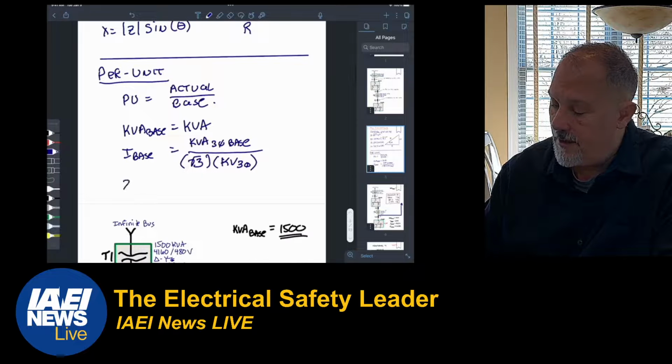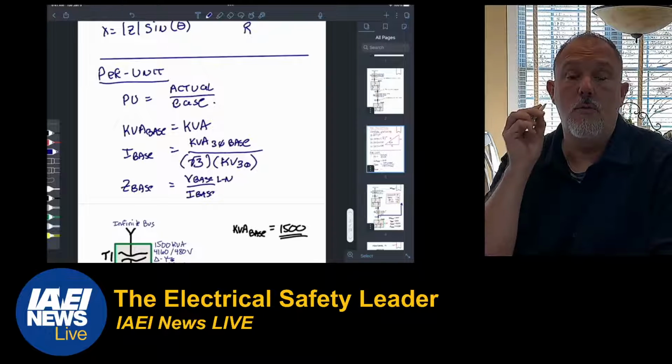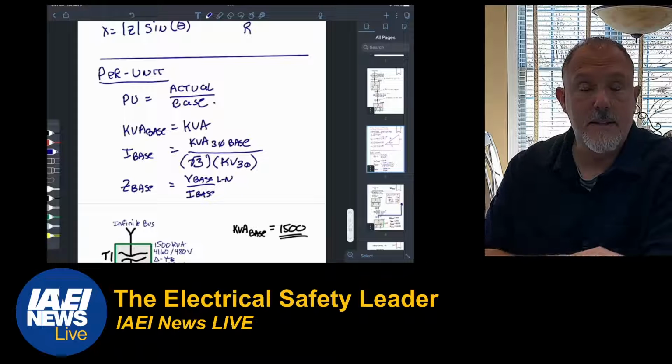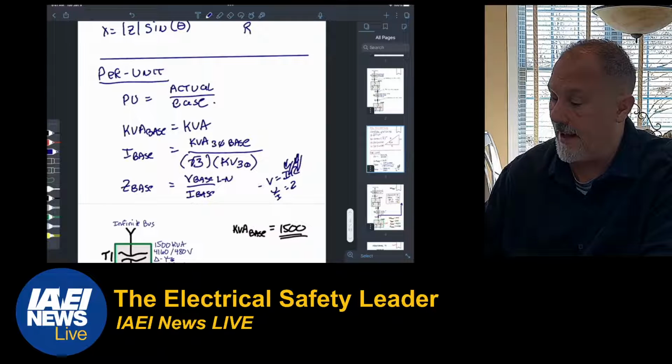And remember, our Z base is equal to V base over I base. And I'll make this a line-to-neutral voltage base value. That's how we get to Z base. And how do I know that? V is equal to IR. I want to find R, so I take V over I is equal to R. So that's how you come up with that. And that's a magnitude number.